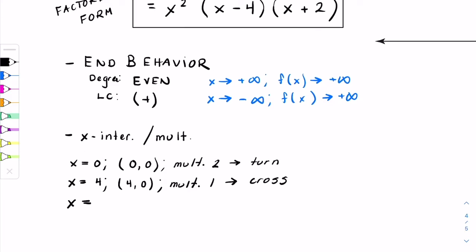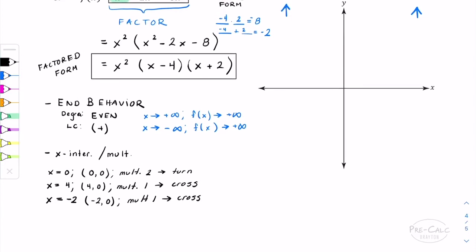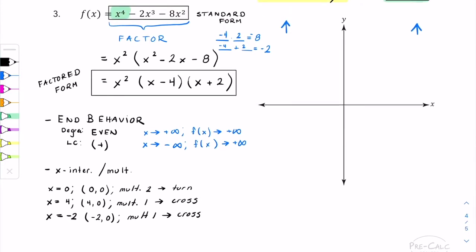Our last 0 would be found by x plus 2 equals 0, therefore x equals negative 2. Negative 2, 0, multiplicity 1. It crosses at this point.